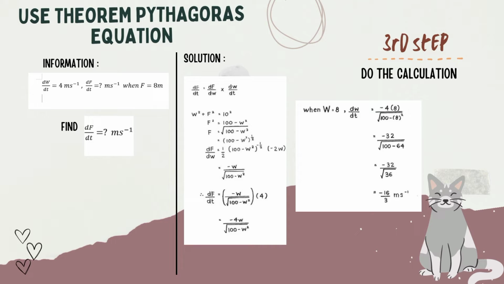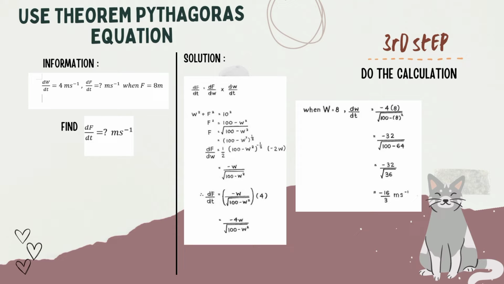negative W over square root of 100 minus W squared. Next, we have all the values that we need in the equation dF/dt = dF/dW multiplied by dW/dt. Substitute dF/dW with negative W over square root of 100 minus W squared and substitute dW/dt with 4. The last step is when W equals 8, substitute W with 8 in the equation negative 4W over square root of 100 minus W squared. The final answer will be negative 16 over 3 meters per second.